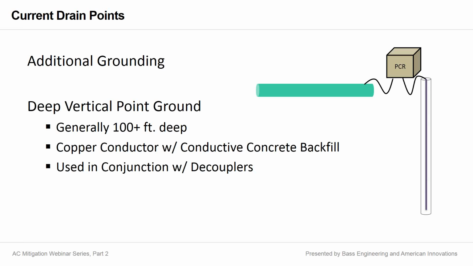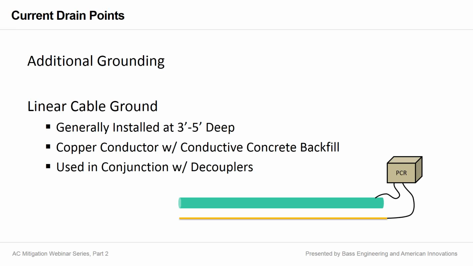Once again, the decouplers are a critical piece of this system design. We do not want to connect additional grounding simply to our pipeline system, because we will destroy the design function of our CP system. So by using the decoupler, once again, we're going to block that DC power and allow AC power passage once we exceed the voltage limits as defined with those decoupling devices.